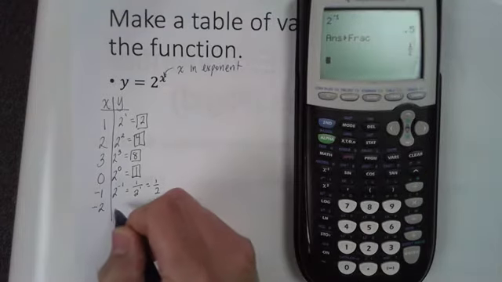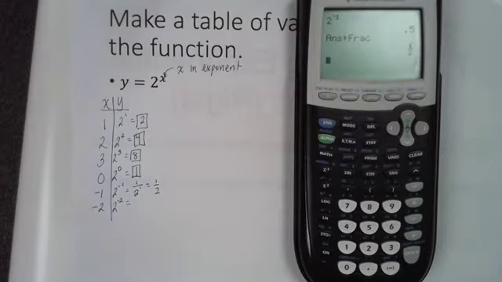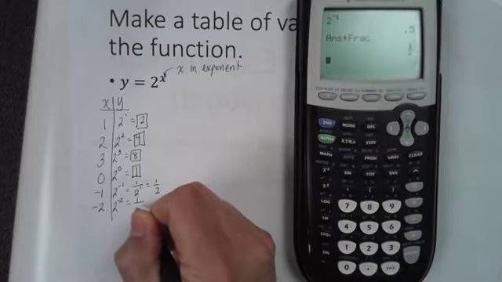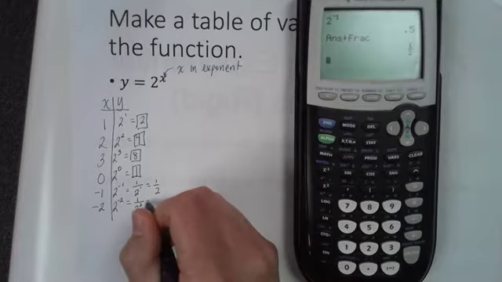Okay. Let's plug in a 2. 2 to the -2 power. What does that turn into? 1/4. The negative exponent says, hey, make me a fraction. So it becomes 1 over 2 squared, which would be 1/4.